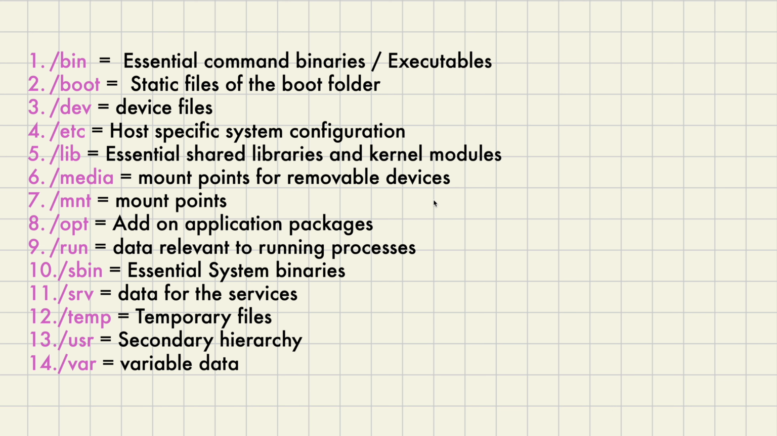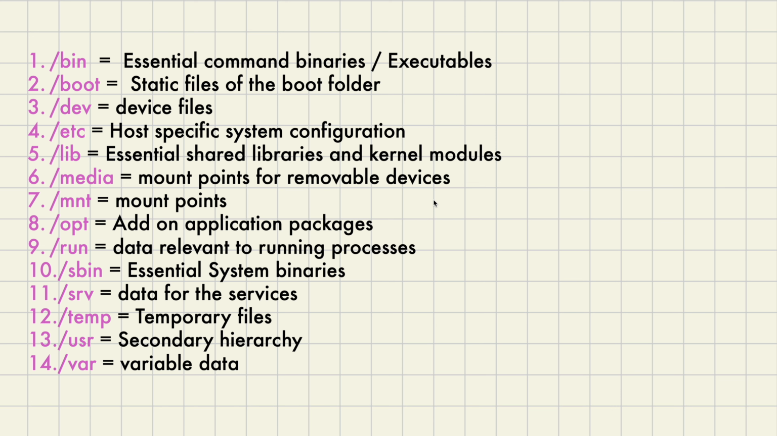/mnt is for mount points. /opt is for add-on application packages, any package it could be. /run holds data relevant to running processes. /bin is for essential command binaries. /sbin is for system binaries. /srv is for the data for services, so it could be for a website, like HTTP services or FTP.